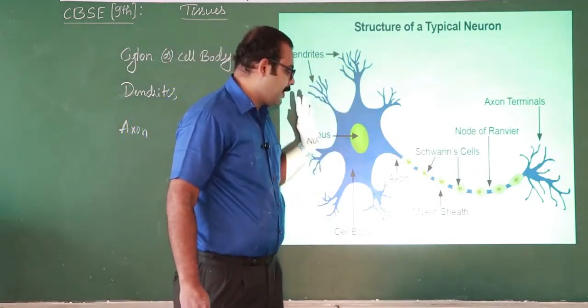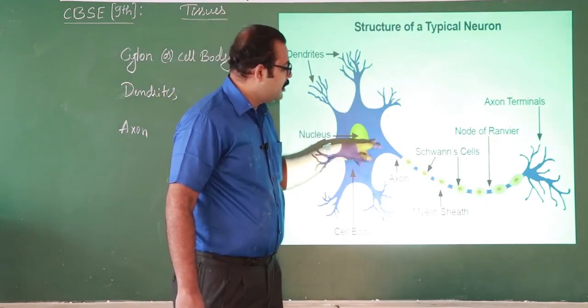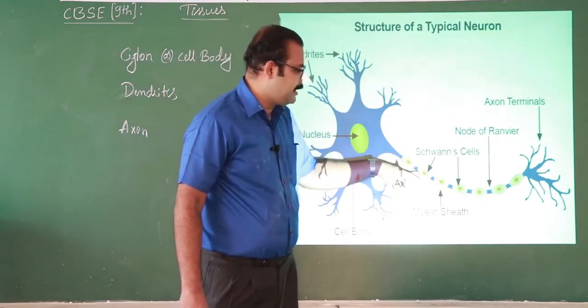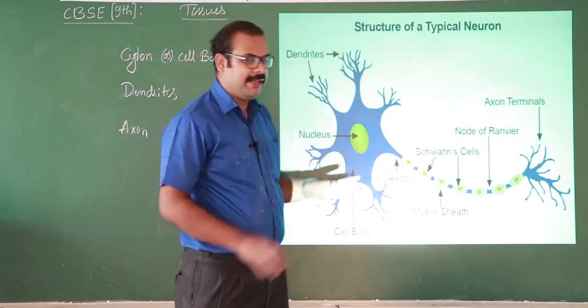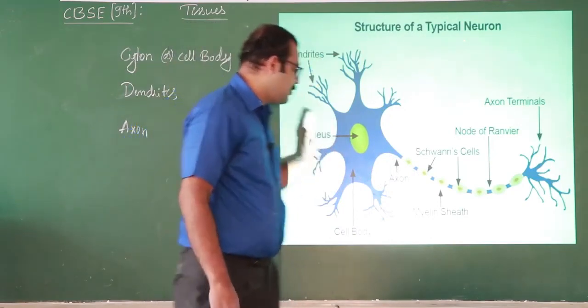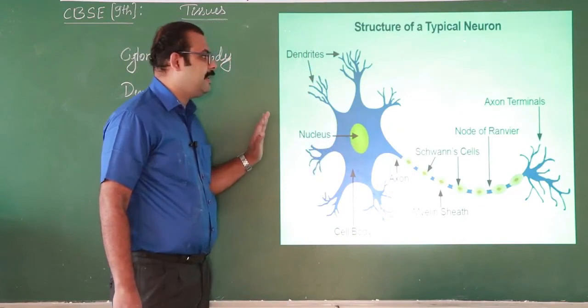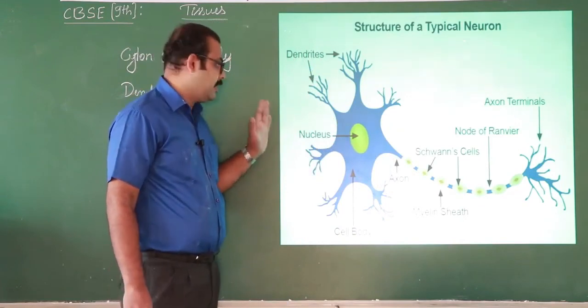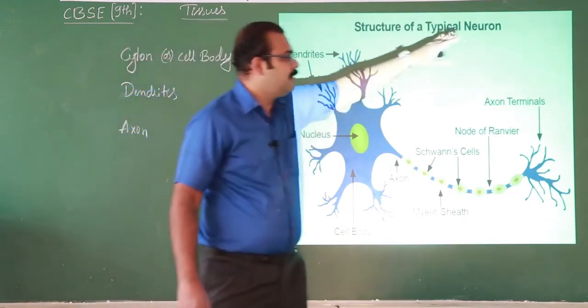Here this axon again contains some span cells. They mainly help in the transportation of signals. So this is about the structure of a typical nerve cell. A nerve cell is also called a neuron.